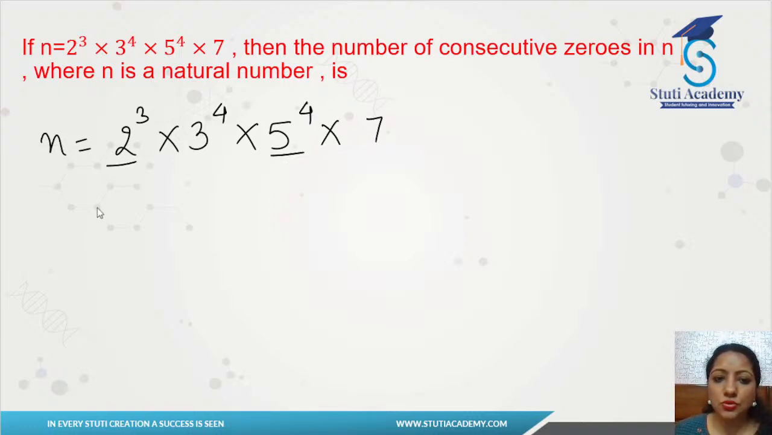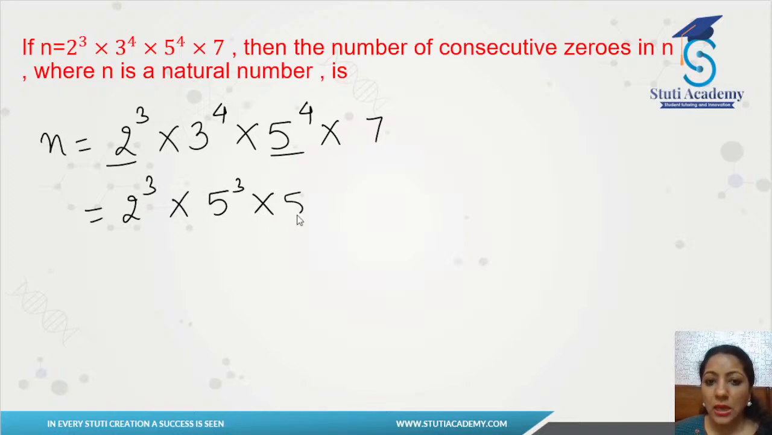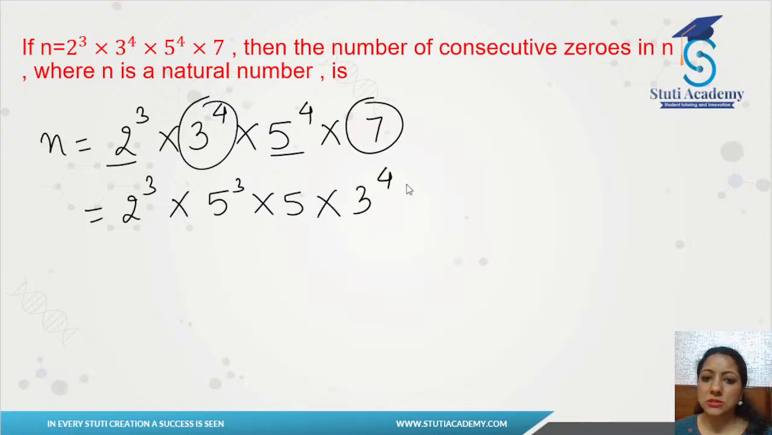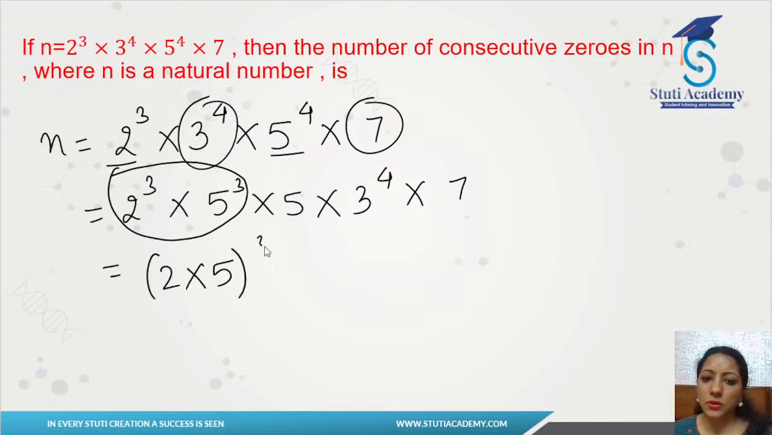If I take 2 and 5 together, they will give us 10, which is going to give me 0 in the end. So I'm going to take this 2 cube into 5 cube into 5. Please notice I've written 5 raised to the power 4 as 5 cube into 5. And the rest I'm not touching, just writing as it is. If I take these two together, I can write this as 2 into 5 raised to the power 3. And the rest of the terms I'm writing as they are.